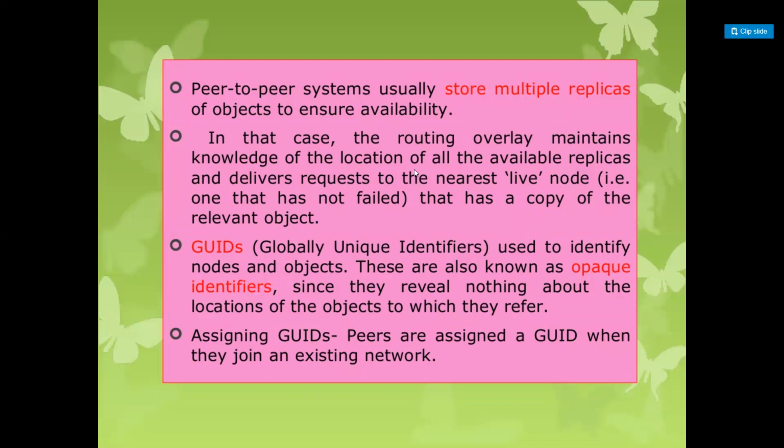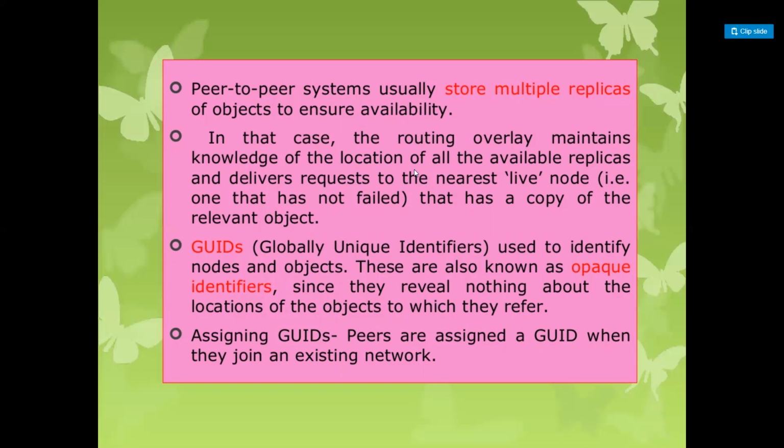Okay. Here, the peer-to-peer systems usually store multiple replicas of objects to ensure availability. A replica is nothing but the same information stored at multiple places. In that case, the routing overlay maintains knowledge of the location of all available replicas.